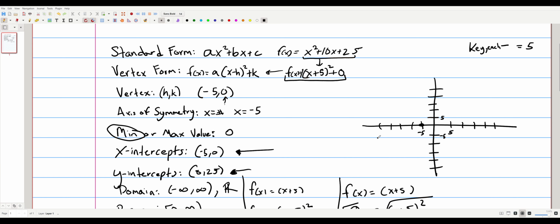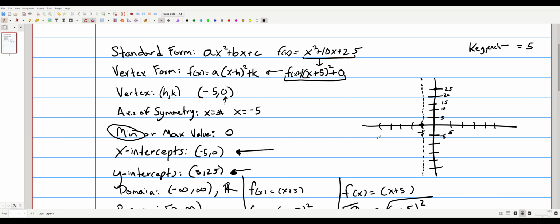That's the bottom of my parabola. My axis of symmetry is also at this point, so what I'm going to do is make my dotted line at the line x equals -5. My min or max value is 0. That's already taken care of by the vertex. I have my only x-intercept also at this vertex, but I have my y-intercept at 0, 25. So that would be at this point because it's 5, 10, 15, 20, and 25. And so we have our y-intercept there.